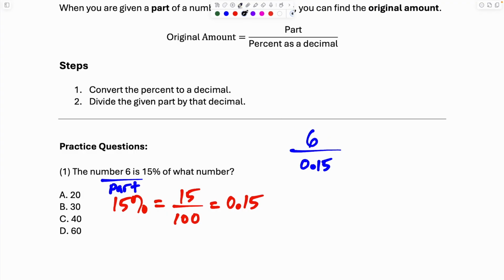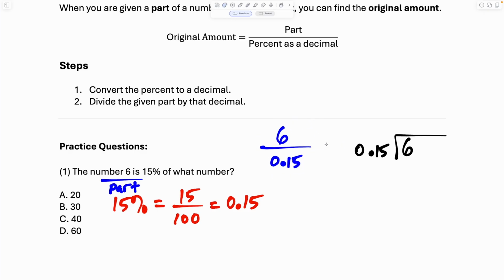Now for this one, we could do the division on the side. So we have 6 and we're dividing by 0.15. I'll just make a little space here. What we're doing right now is dividing a whole number by a decimal, so I'm going to write this as 6.00. The reason I want to do this is there's a nice little trick when you divide by a decimal.